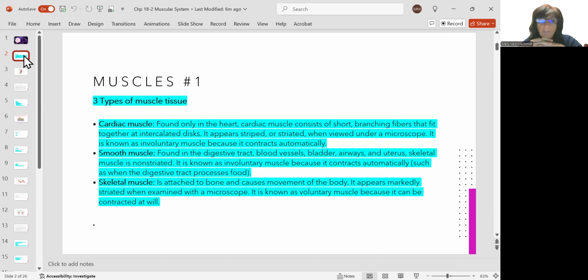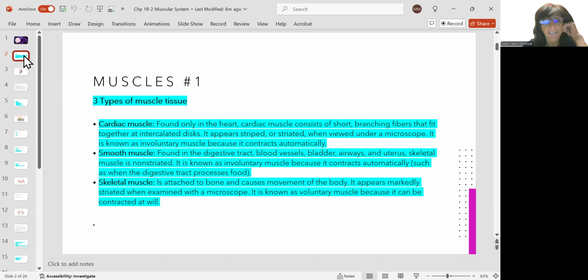So that's cardiac muscle. Then you have smooth muscle. Smooth muscle is found in your digestive tract, blood vessels, your bladder, your airways, and the uterus, if you're a woman. Smooth muscle is not striated, and it is involuntary because it contracts automatically, like when you start to eat and food goes down your esophagus, peristalsis will occur. That's a squeezing and letting go motion of the digestive tract that pushes the food down through the digestive tract.